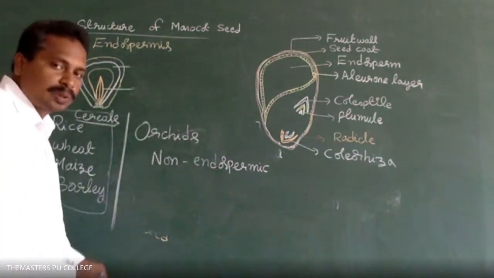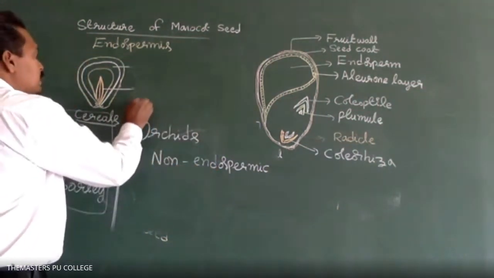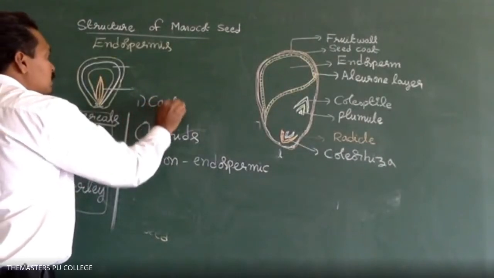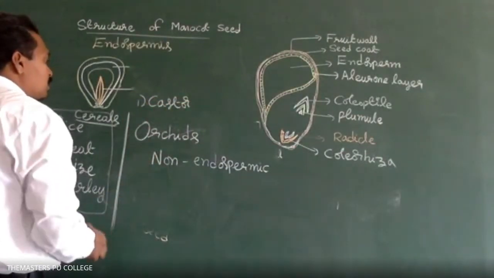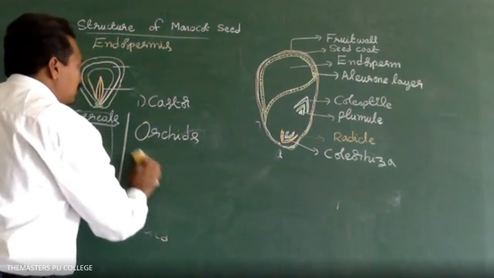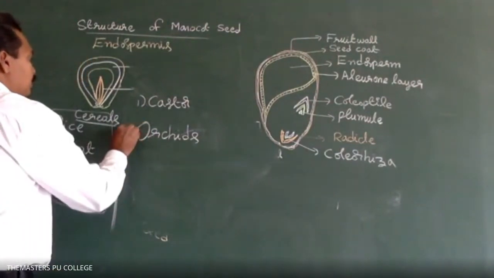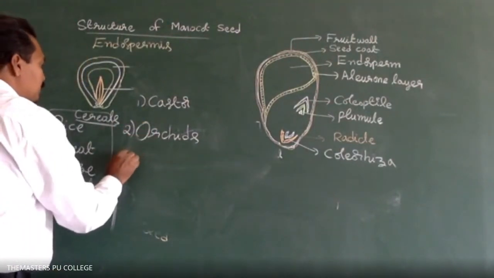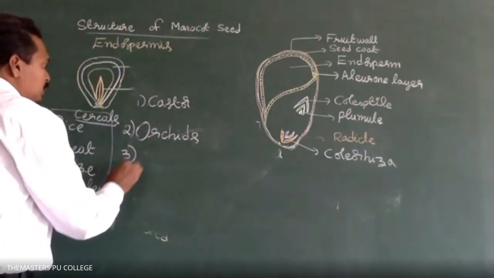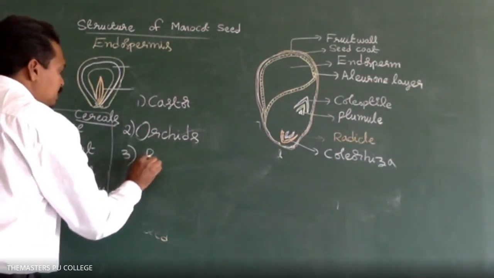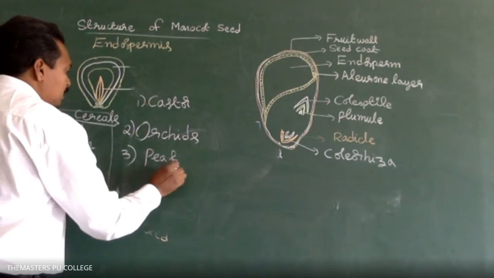Which are the non-endospermic seeds of monocotyledons? Option 1 is castor, option 2 is orchids, option 3 is pea and groundnut.